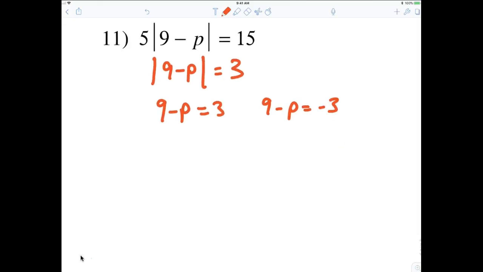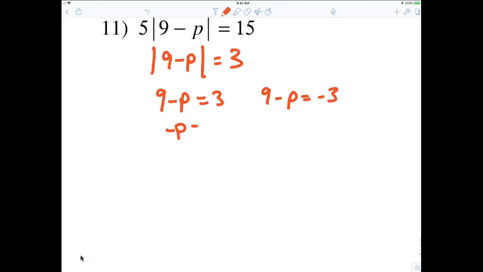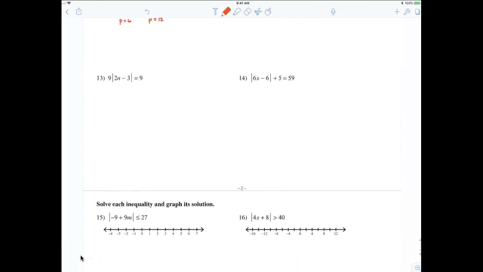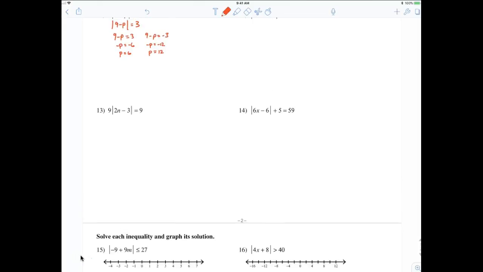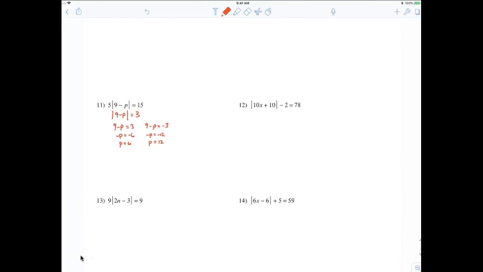So now we have negative p equals negative 6. P equals 6. Negative p equals negative 12. P equals 12. Any questions? All right, let me find something that might be a little bit harder for us. Nothing. All right, nothing is hard.